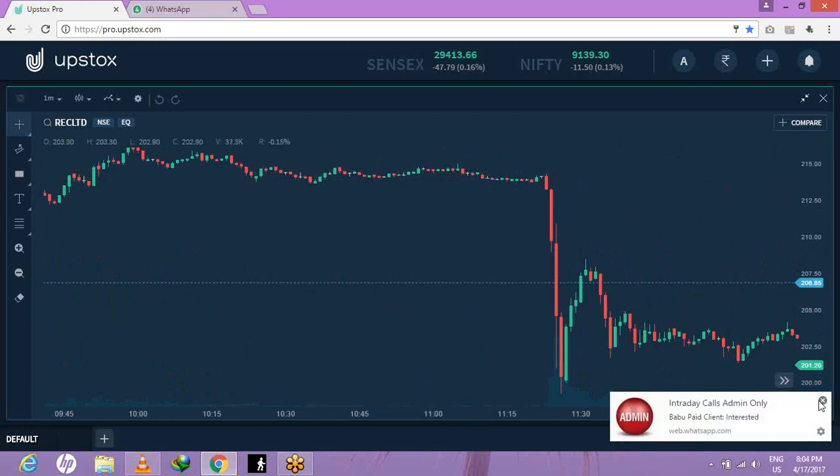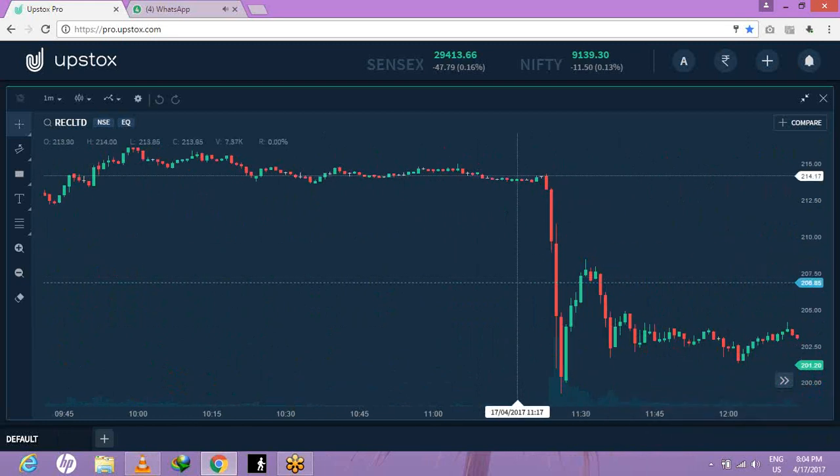So what happened, some broking house, let's say XYZ broking house, suddenly put 10 lakh shares in a sell order, so that they want to book the profit. Now why did they put 10 lakh shares at this point? Let me explain that to you.